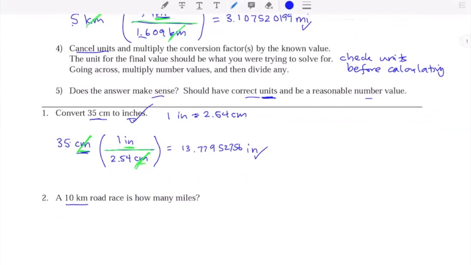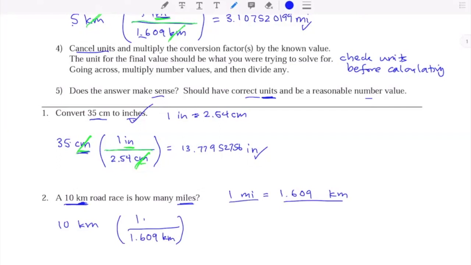Okay, the next problem reads, a 10 km road race is how many miles? The given number and units are kilometers, and they're asking us to convert to miles. We did one like this earlier using this same conversion factor, which has kilometers and miles: 1 mile equals 1.609 kilometers. So I'm going to use this to convert 10 km, with a fraction. On the bottom of the fraction, I'm going to choose 1.609 km, and on the top is what it's equal to, 1 mile.